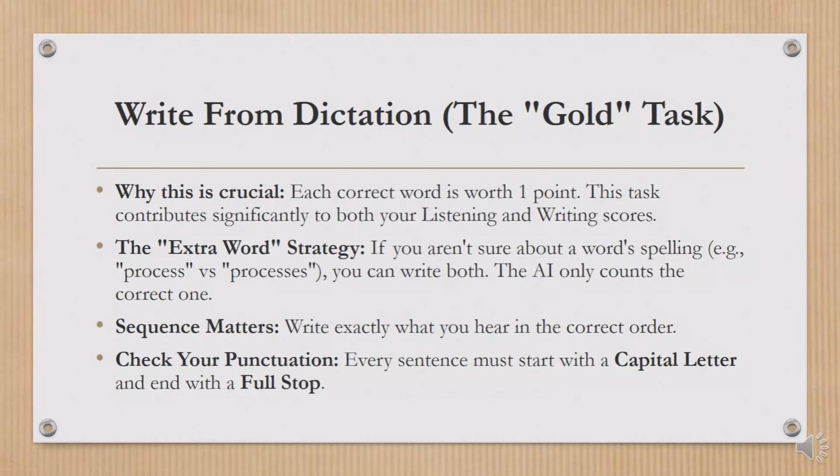For example, if you heard this is a cat and you write this is the cat, it will be the correct sequence. And if you write it, the cat is this, I know the sentences don't make any sense, but if you write it in this format and the spellings are correct, the AI would not give you any marks. Your punctuation matters a lot. When you're starting a sentence, it should be with a capital letter and end with a full stop.